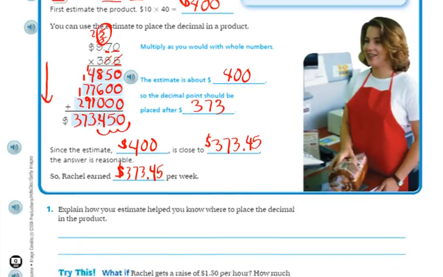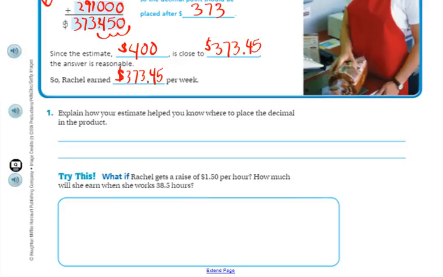All right, so let's go ahead and scroll down to the next question here. Question 1. Explain how your estimate helped you know where to place the decimal in the product. All right, so really take a second and think about how that estimate of 400 told us where to place the decimal in our answer.